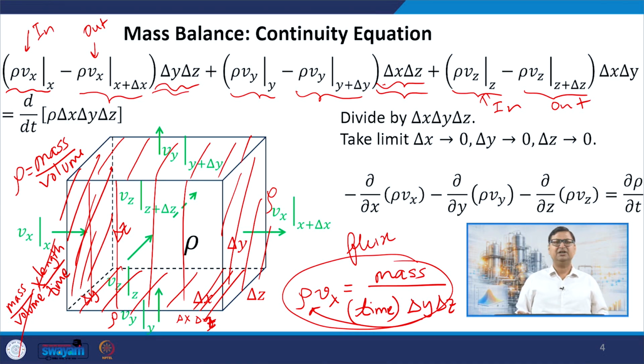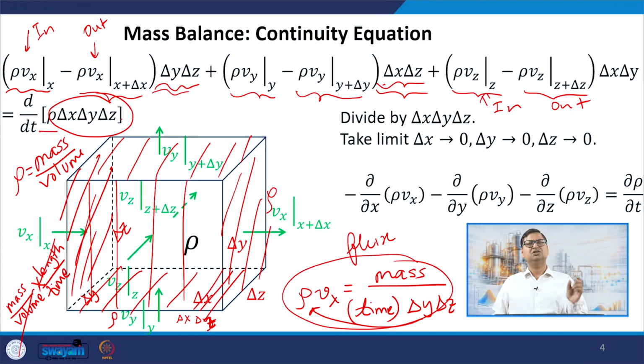What is accumulation? Accumulation is the change in mass of the control volume. What is the mass of the control volume? It is density multiplied by the volume of control volume. What is the volume of control volume? It is delta x, delta y, delta z. So, if I multiply rho with that, that gives me the mass. So, dm by dt, that is how the mass of control volume is changing with time, that is my accumulation term is given by this, right.